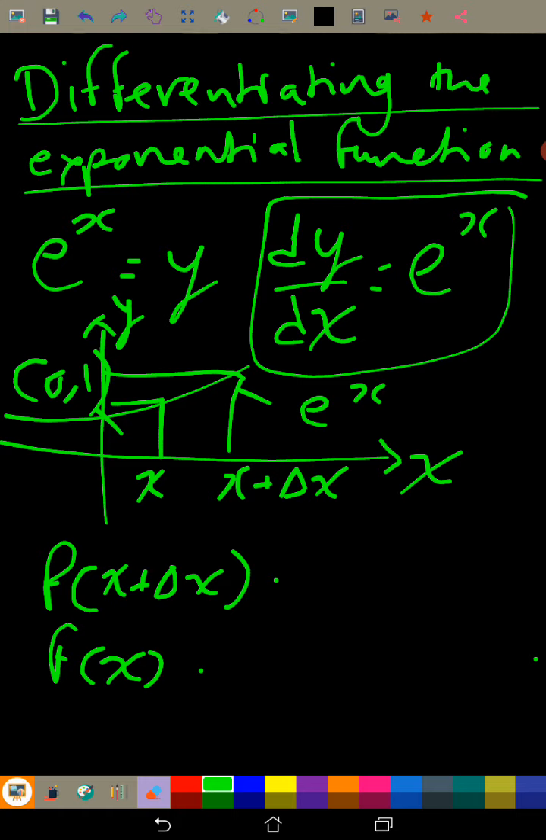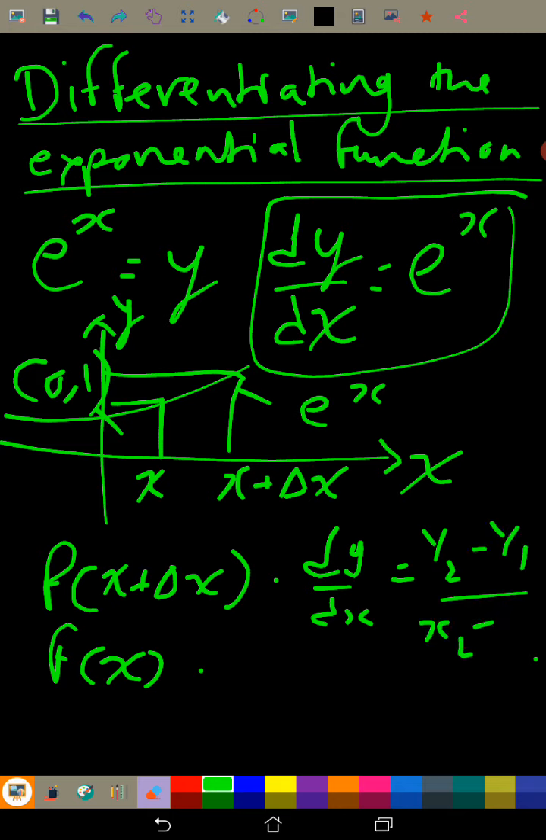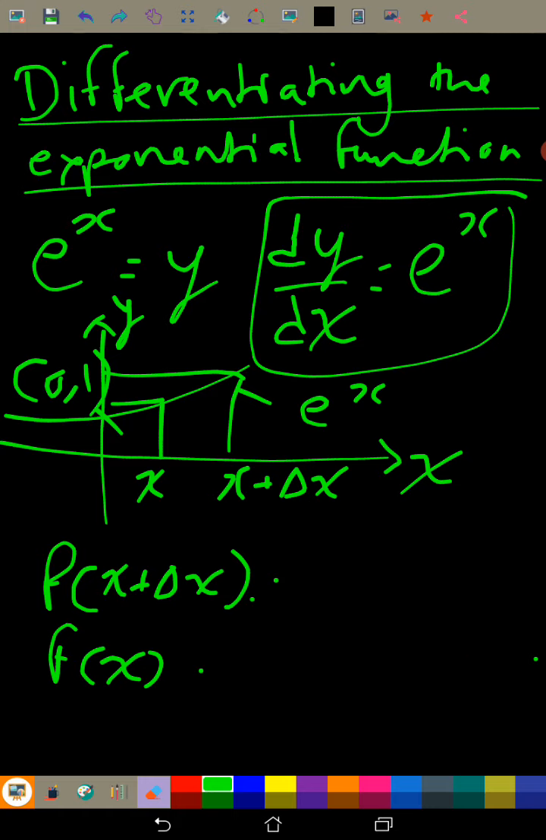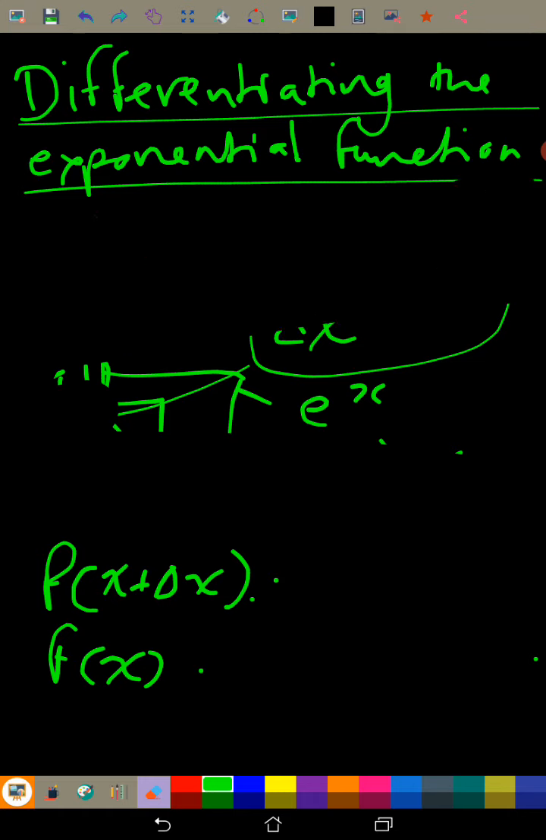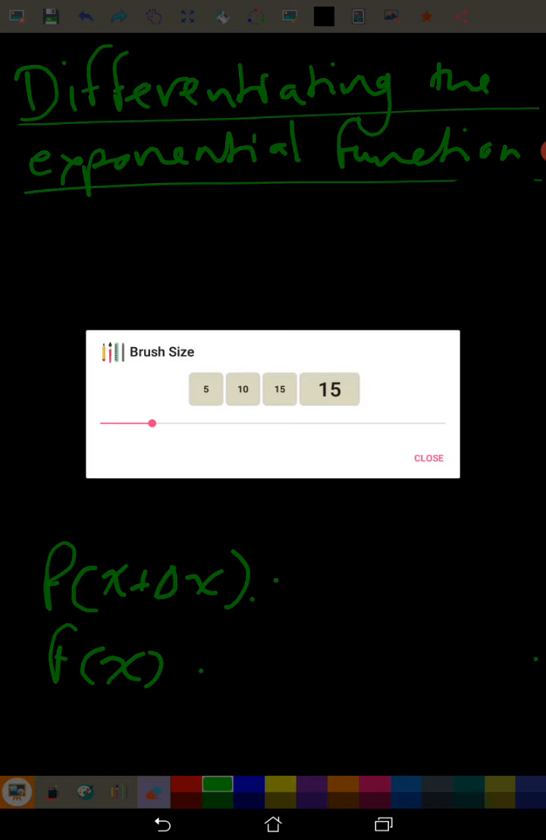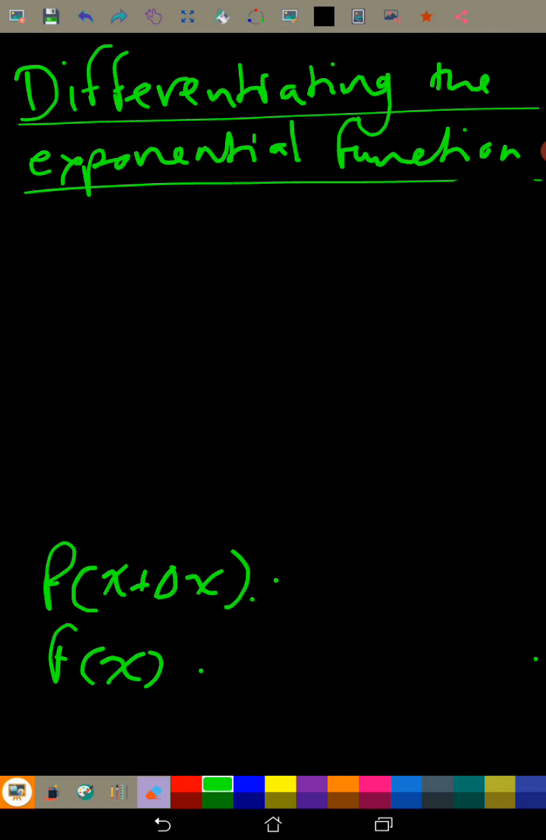So if we want to make dy by dx a rate of change, we can write it in this form, which is y2 minus y1 divided by x2 minus x1. So we'll have this. I will just remove all this as well. We're just proving why the derivative of e to the power x is the same.